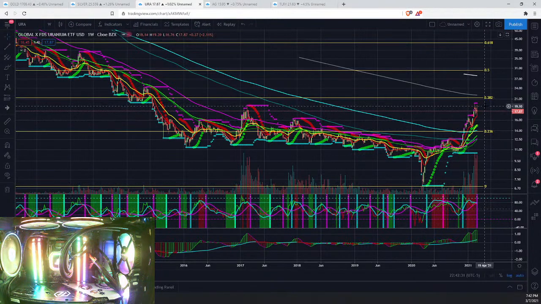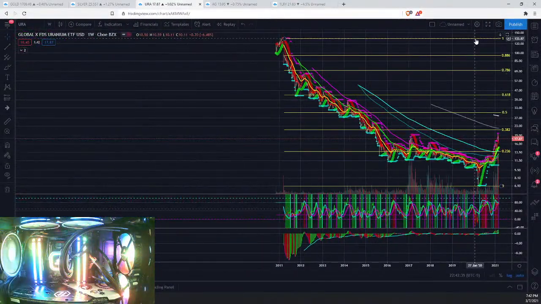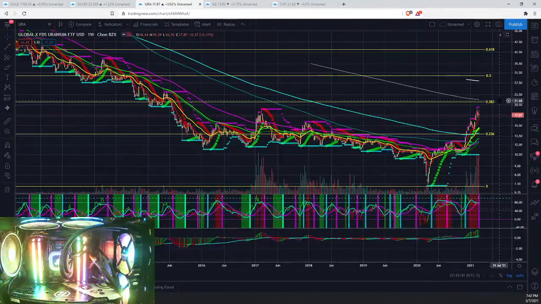It's already had a massive run up here. But from $17 to $130, it's a pretty nice move. Let alone if it takes out the previous all-time high. Yeah, this big boy stuff right here.